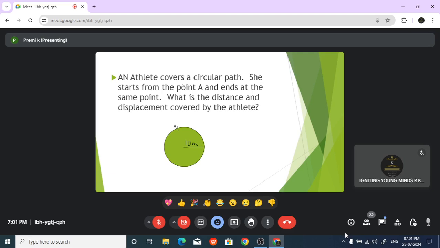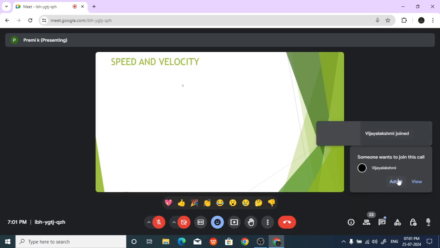In the question, it is asked to find both the distance and displacement. Displacement is the difference between the final position and the initial position. Here, both the initial and the final position are the same, so we get the displacement as zero. Correct. Superb. You have answered correctly. Let us move to the next slide. Speed and velocity.